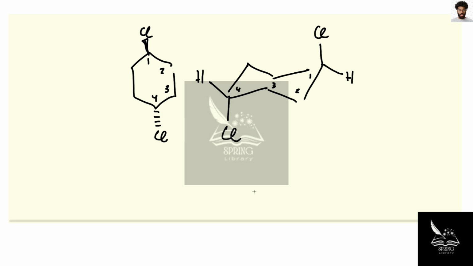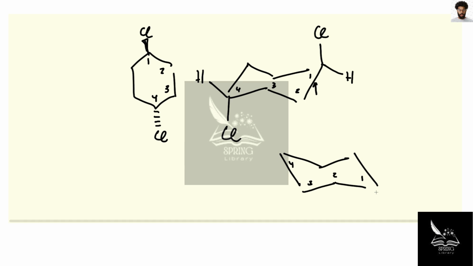Now we need to draw the chair flip version of this, and I like to do that by drawing 2 parallel lines in the opposite direction, connecting them by drawing another couple of parallel lines. I call this carbon 1, 2, 3, and 4. I always call the rightmost carbon 1.